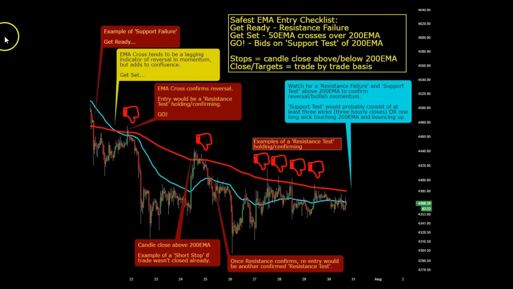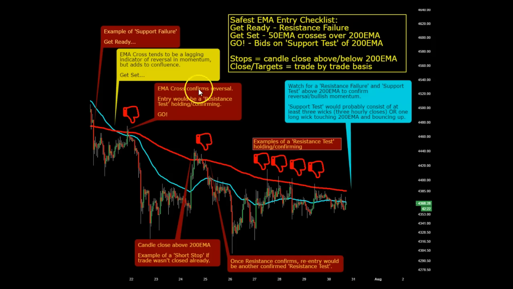So on the left side we had the long, now we have the short. We can see we have an example of support failure. That's your get ready signal. Here's your cross, that's your get set signal. Once you get the get set signal, place your asks on the 200, or your bids if it was the long in that case. And you can see, I'll show you the rest of this, but this held pretty nicely until the drop.